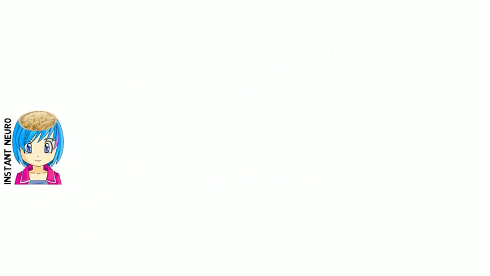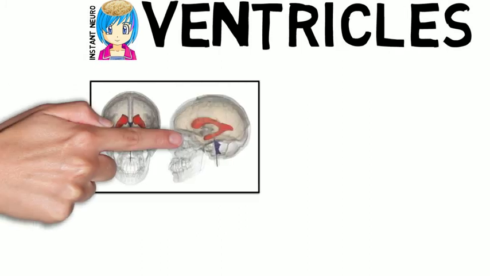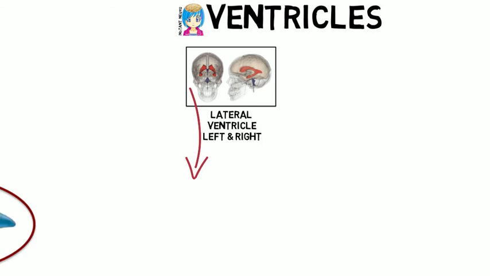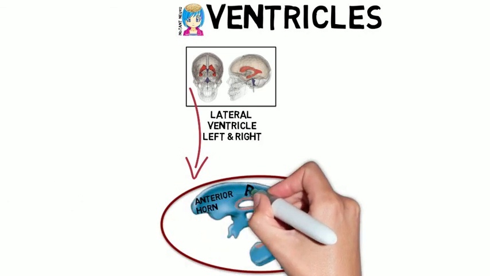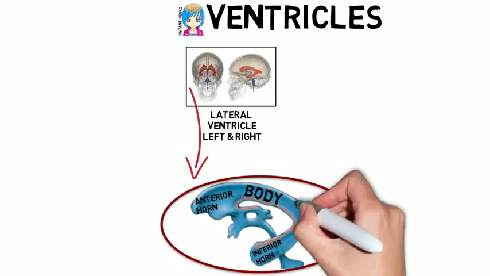Instant Neuro! The brain has 4 ventricles. First we have the left and right lateral ventricles, which curve through each cerebral hemisphere. Each lateral ventricle has 5 parts: the anterior horn, body, posterior horn, inferior horn, and atrium.